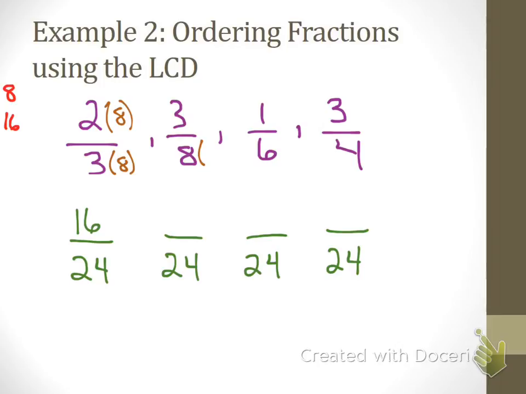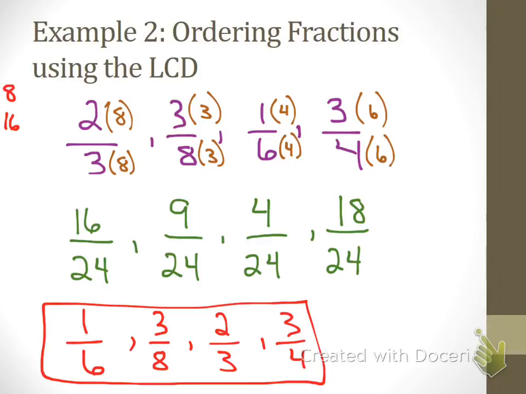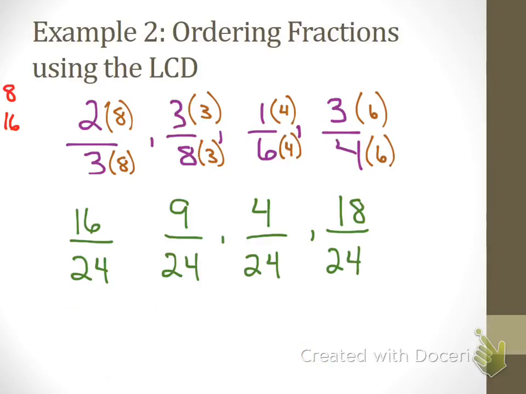Okay, so on the second fraction, everybody look up at the screen. Okay, 8 times what number equals 24? 3. Very good. So 3 times 3 is 9. All right. 6 times 4 is 24. So 1 times 4 is 4. 4 times 6 is 24. So 3 times 6 is 18.